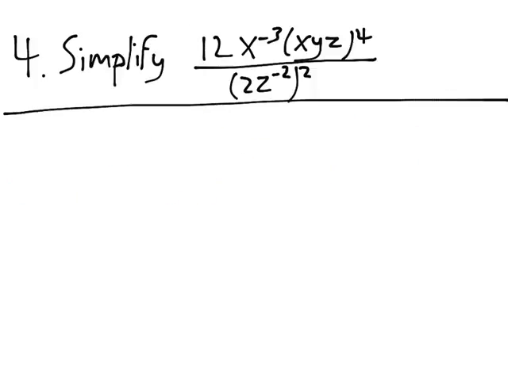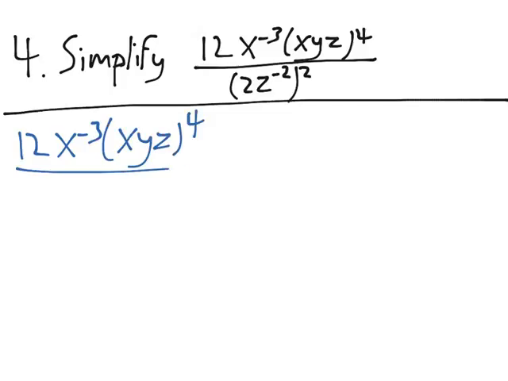Problem 4. Simplify 12x to the minus 3 times xyz to the 4th, all divided by 2z to the minus 2 squared. First I'll write this out. Now this one is a bit more complicated than the ones we've seen already, but the same methods apply. So first we want to simplify the numerator. First we just have 12, and then let's look at the x terms. We're going to have an x to the power minus 3, and then the xyz to the 4th will give us an x to the power 4.